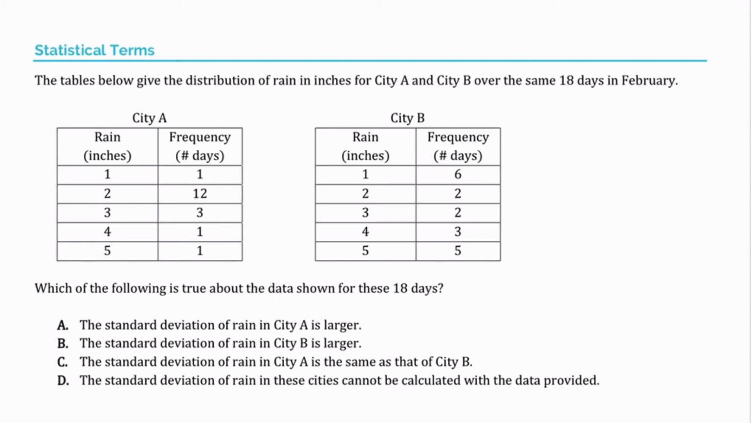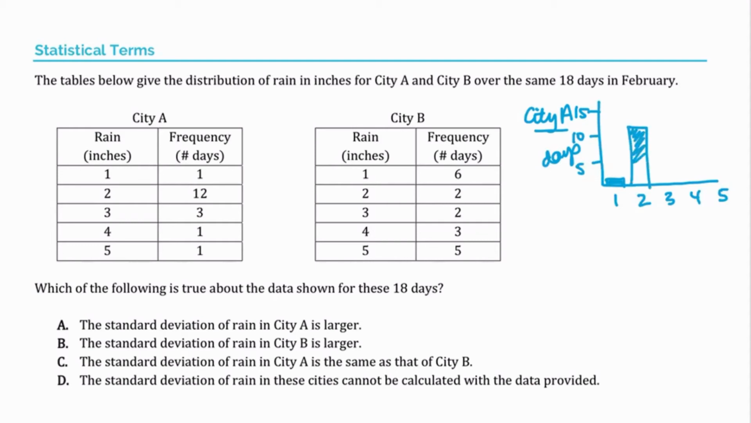Remember, the mean is going to be the average. So what I want you to realize is that with city A, I'm going to do a little plot over here of city A. For city A, we've got 1 inch, 2 inches, 3 inches, 4 inches, 5 inches, and then the frequency for the number of days where we can get that much rain. It looks like 12 is the highest value, so I'm going to make this go 5, 10, and then 15. So 5 days, 10 days, 15 days. So we've got a 1 here, then we have 12 days that it rained 2 inches, then 3 days here, and then 1, and then 1.